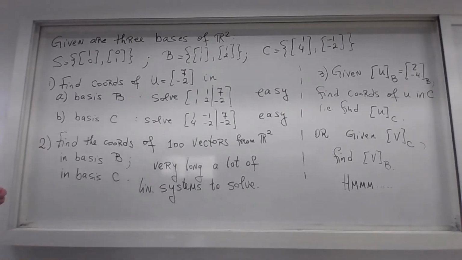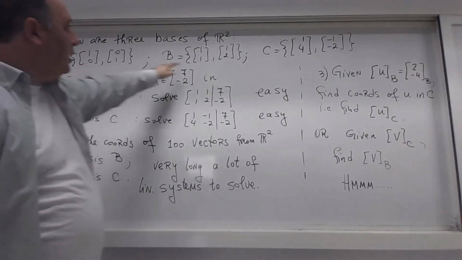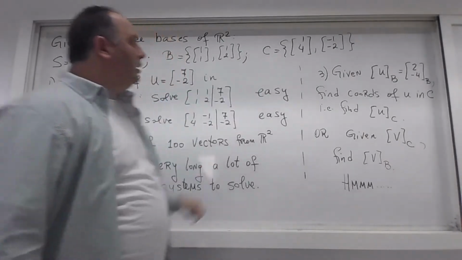Now it's time to complicate things and have something more interesting. Because by now we know how to compute coordinates of a given vector in a given basis. That's easy, just solve a non-homogeneous system and that's it. But what if I give you, let's say here, 3 bases for R3. So I have a standard basis, and I have basis B and a basis C.